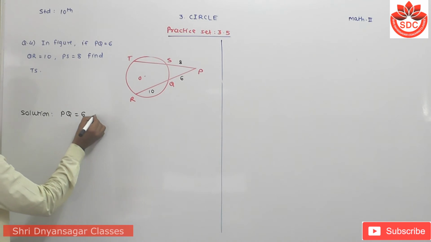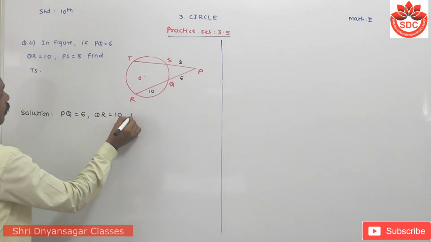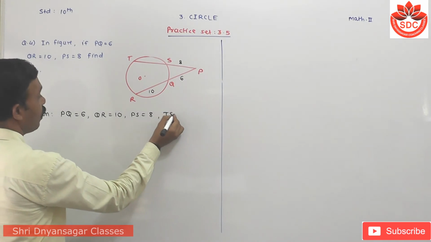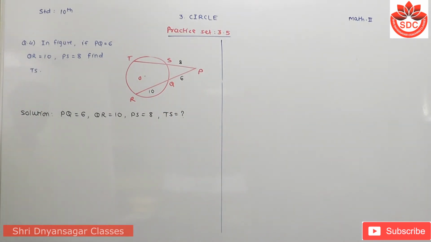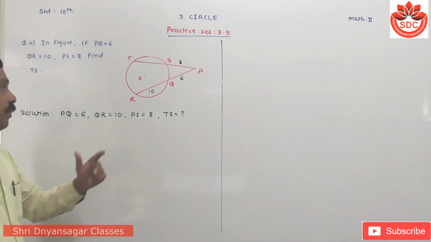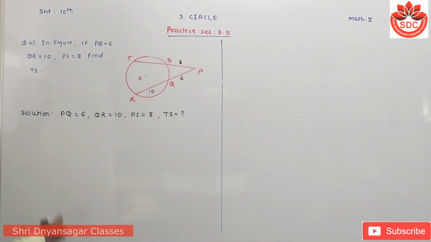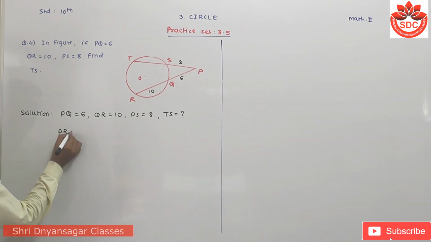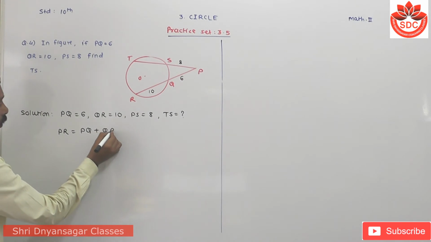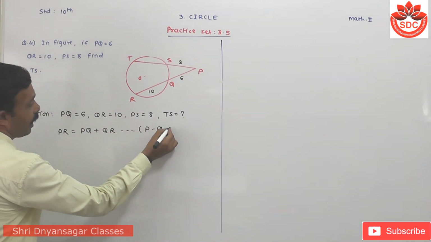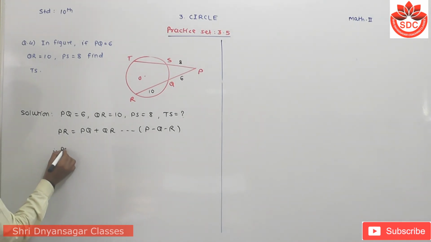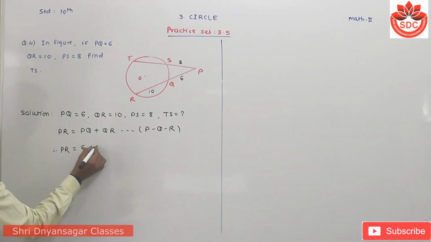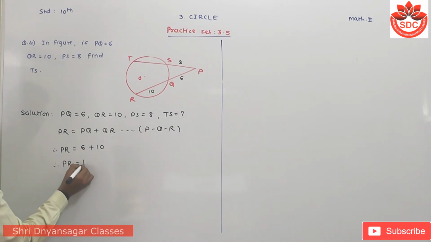Given PQ is 6, QR is 10, PS is 8. You have to find the value of TS. Here segment RQ and segment TS intersect externally. But for this, first I have to find out the value of PR, because we use this PR. PR is equal to PQ plus QR, because in between is Q, P-Q-R. Therefore PR is equal to PQ which is 6 plus 10. Therefore PR is equal to 16 units here.